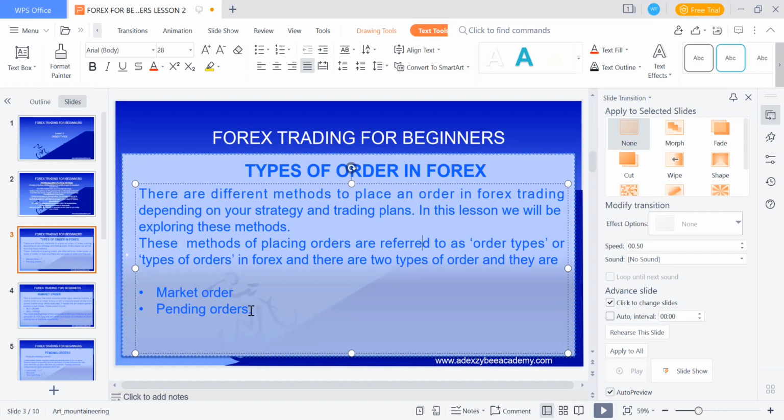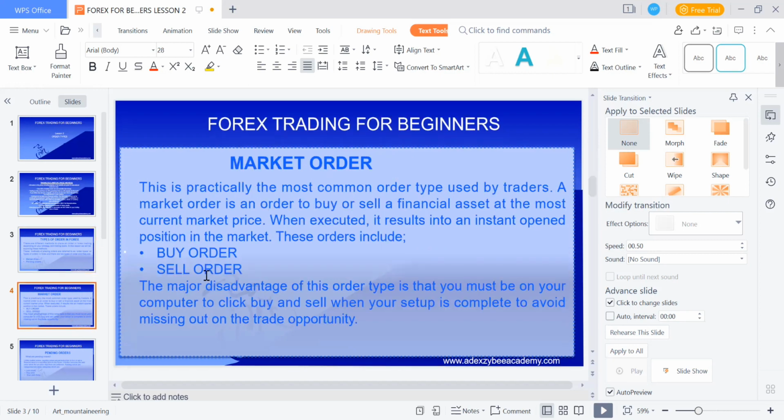You will notice that pending orders has a plural form. That means there are a lot of pending orders, but we have just one market order. Let's proceed.